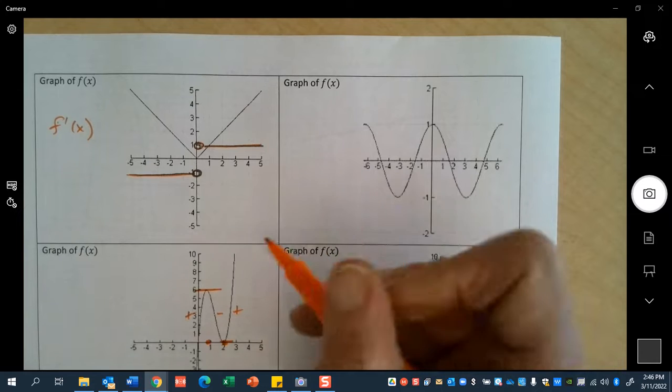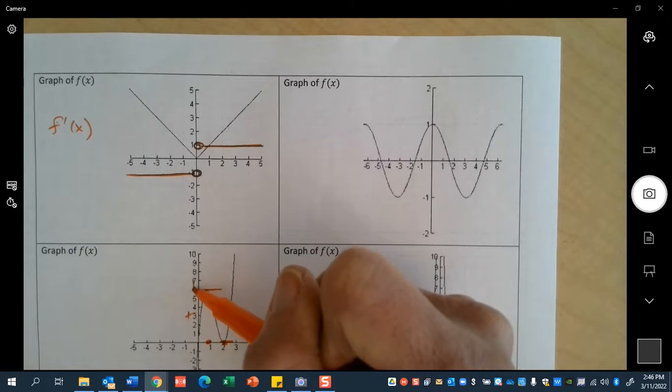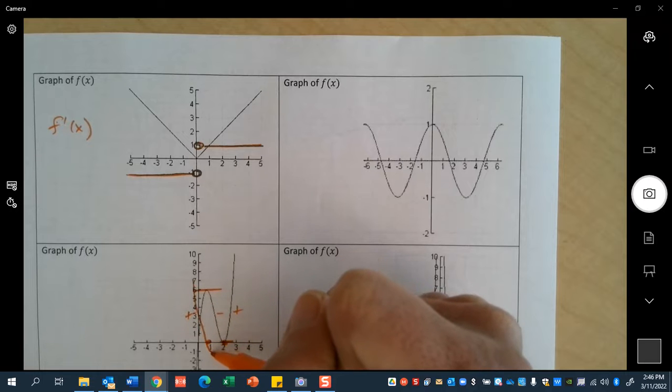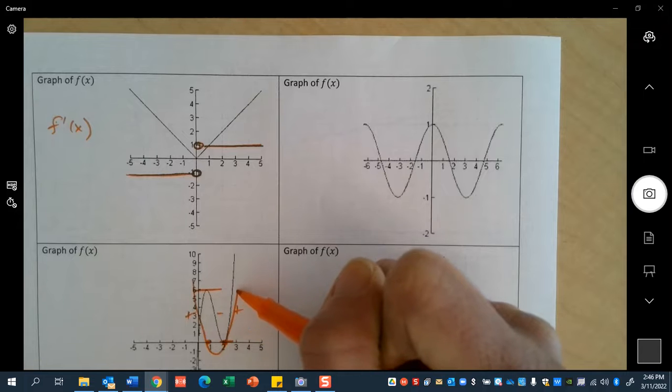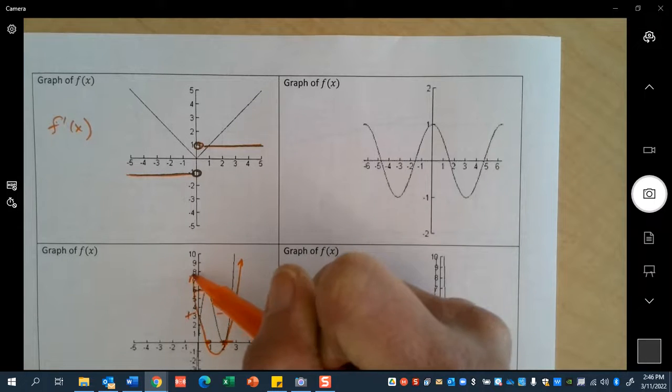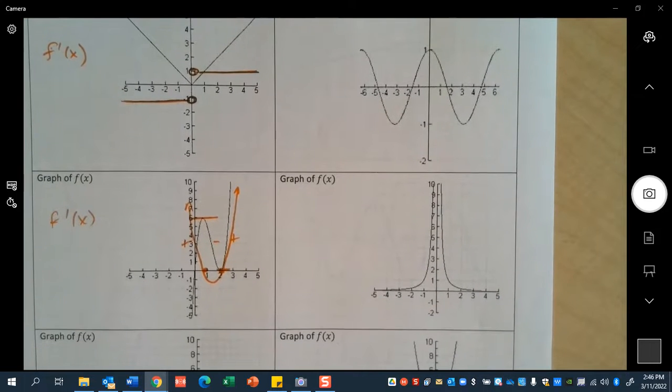So if I'm graphing my derivative, it makes sense that my cubic becomes a quadratic. So with your group mates, pick a graph and practice sketching the derivative.